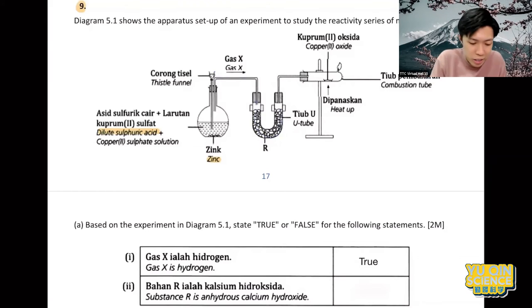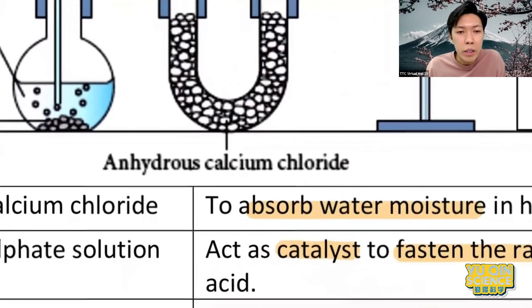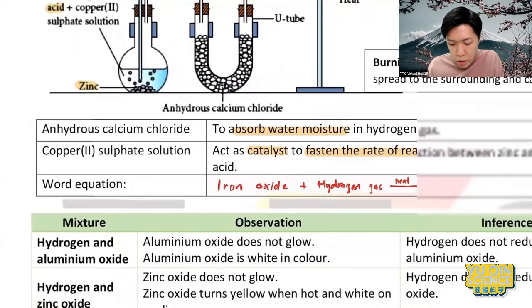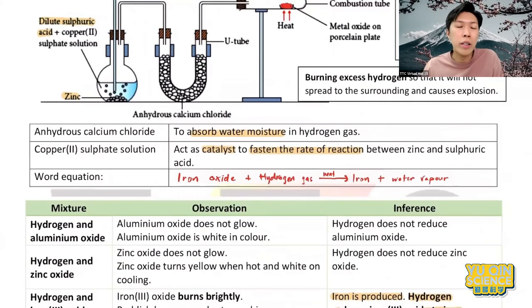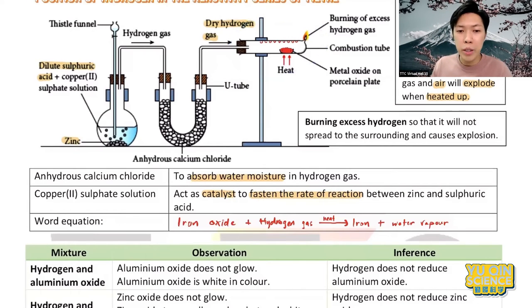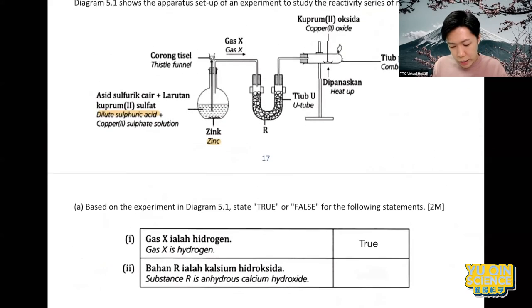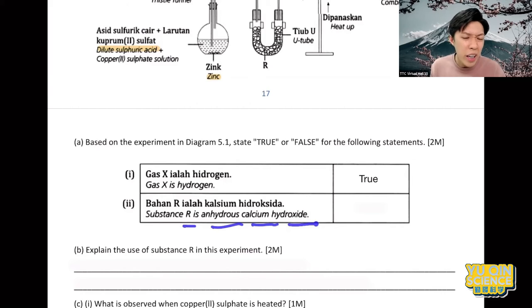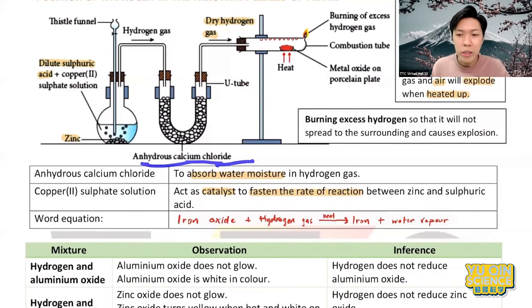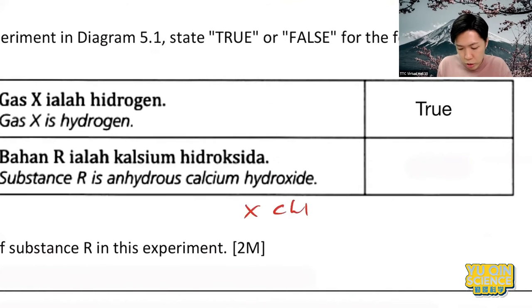Okay, hydrogen. Then the hydrogen has to go through R. You know what R is? R is called anhydrous calcium chloride, a very difficult spelling. The function is to absorb water moisture from the gas, because if moist hydrogen reacts with the metal and the air in the test tube, a dangerous explosion can happen. Okay, so anyway, let's continue. R is anhydrous calcium chloride.